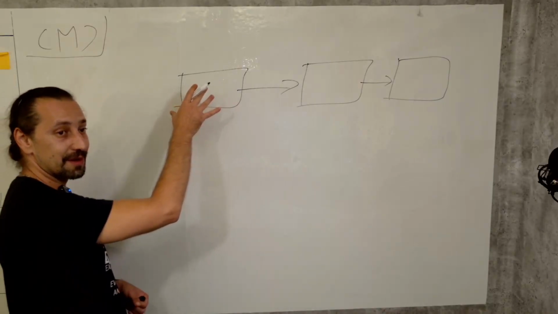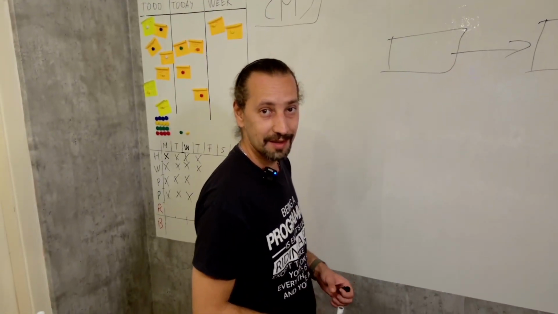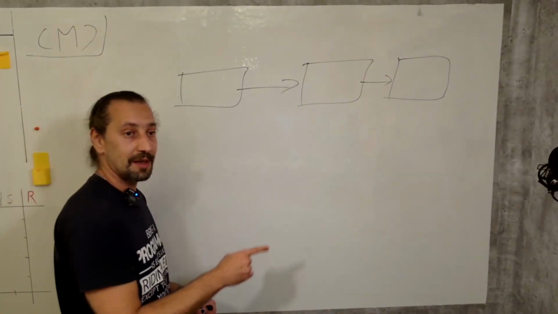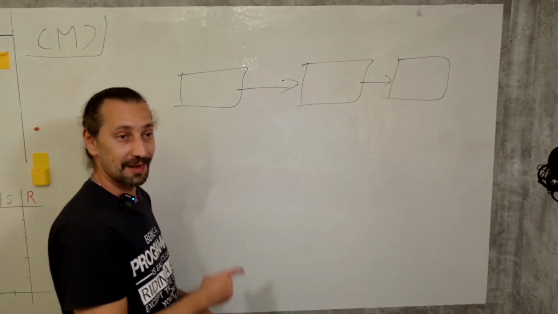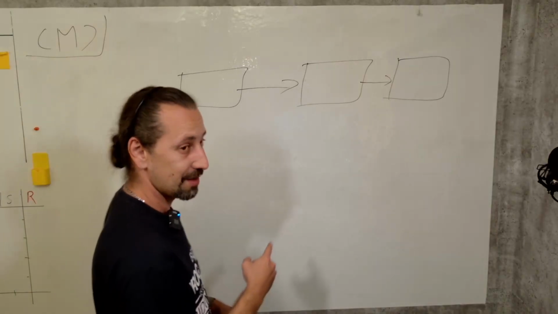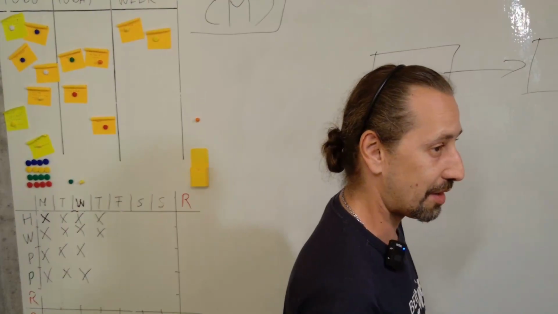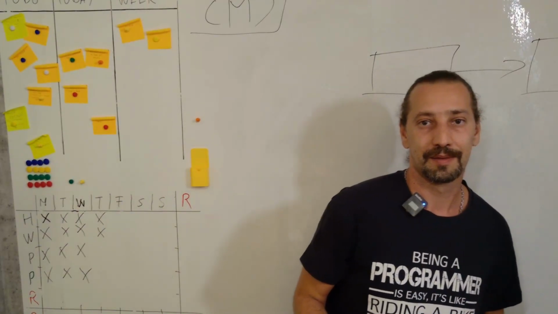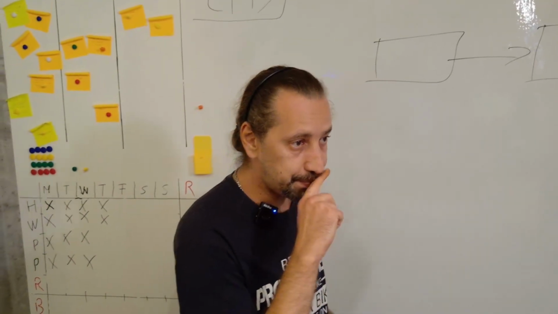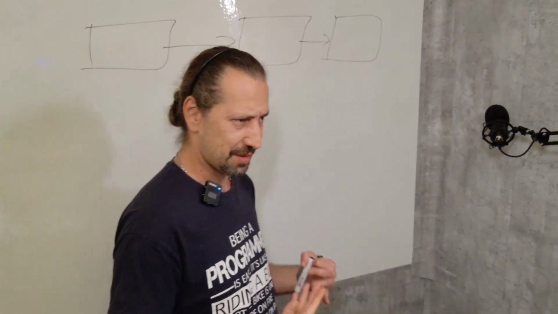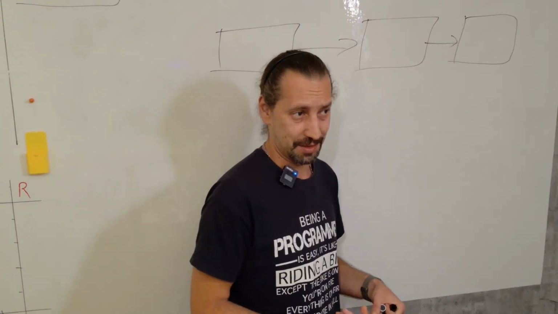So we have an observed object, and we have an observer, which will produce some kind of output. Okay, it's too simple, right? Yeah, it's too simple.